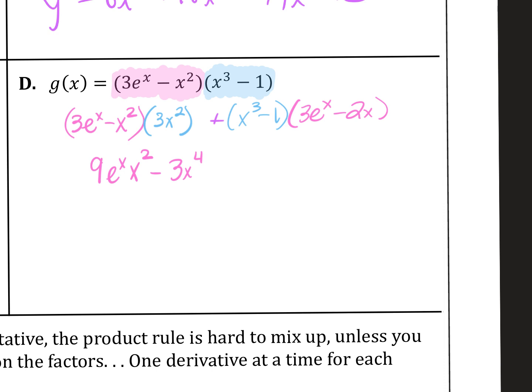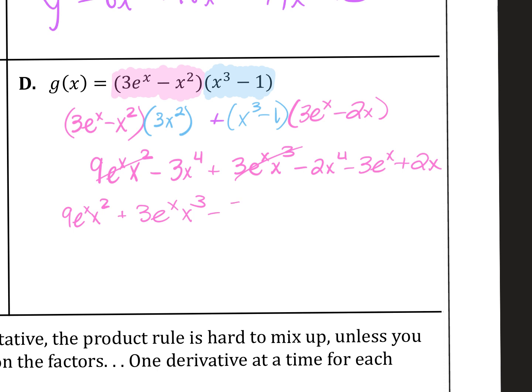Oh, see, this lady in here didn't even combine them. Well, you don't always have to. So first, outside, inside, last. So then you foiled outside. So then 9e to the x, x squared stays. And then I have 3e to the x, x cubed, minus 5x to the fourth, minus 3e to the x. I probably should have swapped those two, but it doesn't really matter.